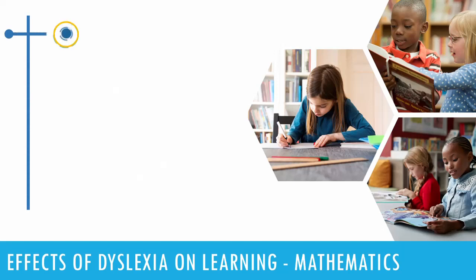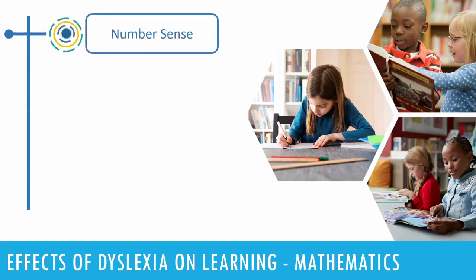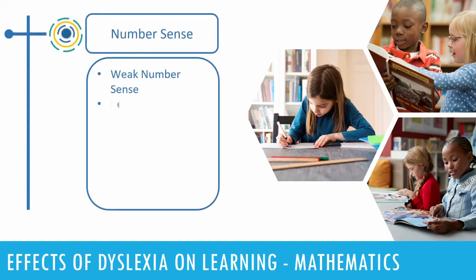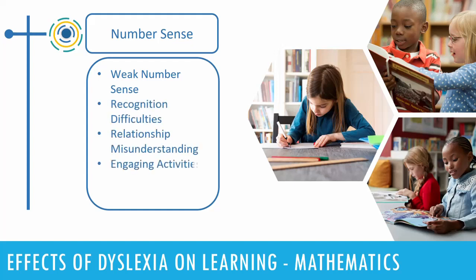Number sense. A strong number sense is foundational for mathematical understanding, but students with dyslexia may struggle with this. This includes difficulty recognizing numbers, understanding their relationships, and applying them in different contexts. They might also find it challenging to estimate or work with numerical patterns.